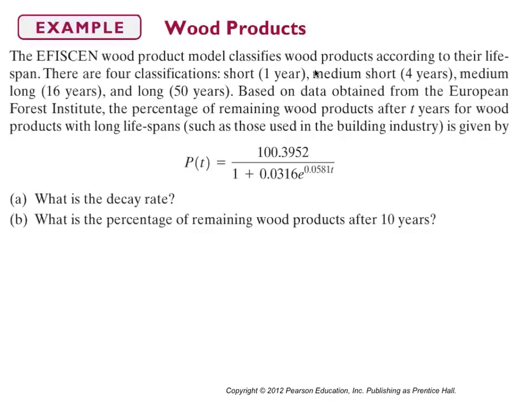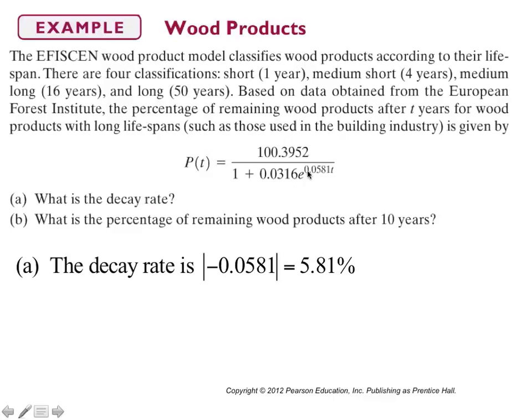T years for wood products with long lifespans, like those that you would use in the building industry so that they last a long time, is given by this formula here, where we have P of T equals 100.3952 divided by 1 plus 0.0316 e to the 0.0581 t power. Okay, so this is our logistic model. Now the decay rate is just going to be given by this right here. So we have the absolute value of negative 0.0581, which is just 5.81%. So we have a decay rate of 5.81%.